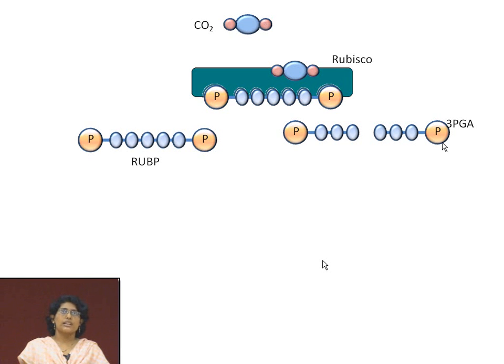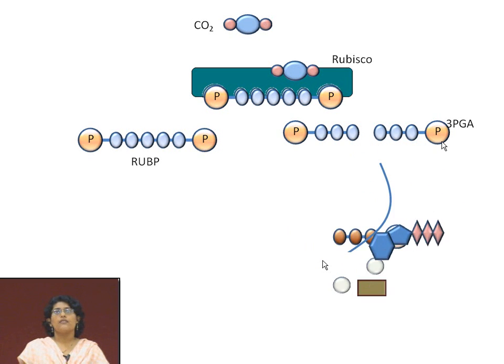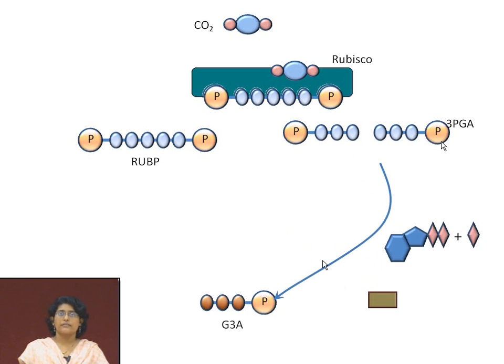After many such reactions, many 3-PGA molecules are produced. These molecules are then converted into glyceraldehyde 3-phosphate. The 3-PGA molecule, 3-phosphoglyceric acid, is converted into glyceraldehyde 3-phosphate. During this reaction, ADP is produced and NADP is also produced.